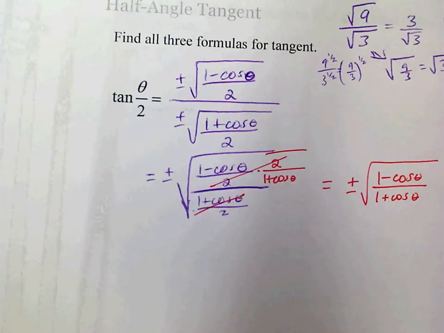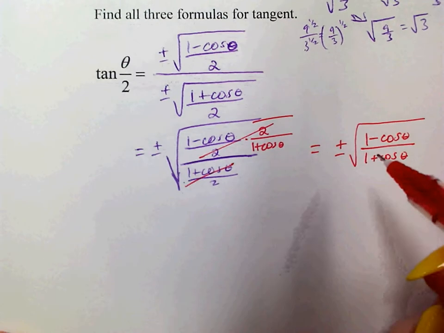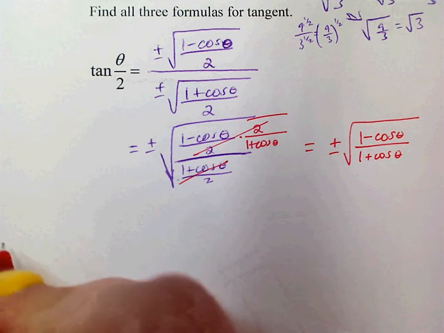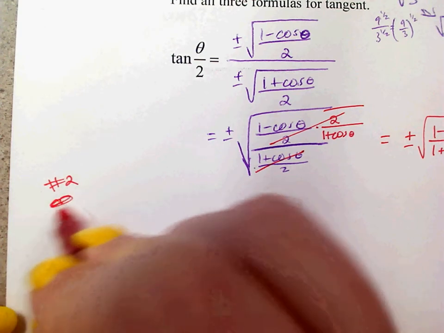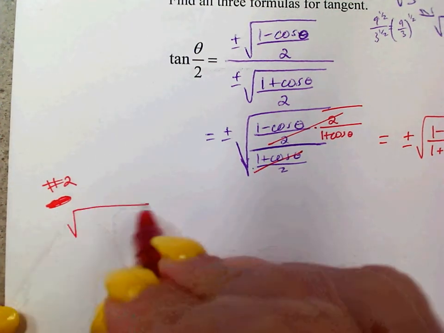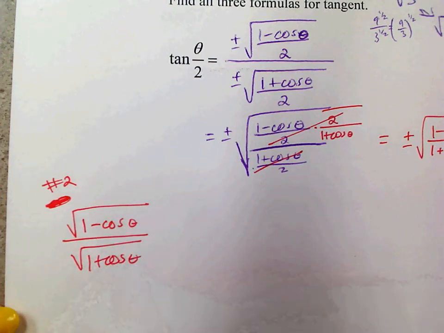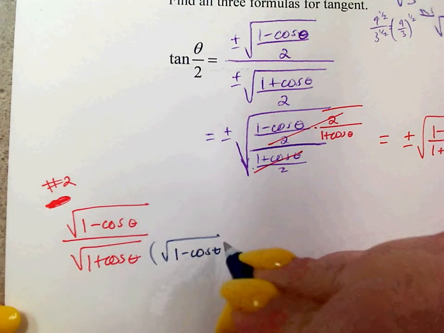We need the other 2 though, so what we're going to do is we're going to take the identity that we just got and we're going to manipulate it. So I'm going to split it back up as square root on top, square root on bottom. Okay, so number 2. So the square root of 1 minus cosine theta divided by the square root of 1 plus cosine theta. What I'm going to do is multiply numerator and denominator by the conjugate of the denominator. So the square root of 1 minus cosine theta and the square root of 1 minus cosine theta.